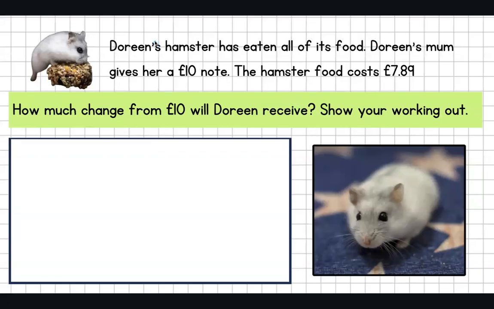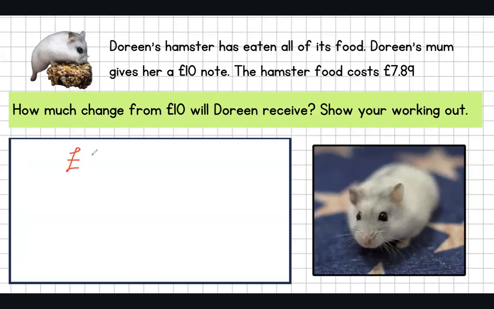So this is a second way that I would do this question. We've got Doreen's hamster has eaten all of its food. Doreen's mum gives her a £10 note. The hamster food costs £7.89. Again, these instructions are very important. How much change from £10 will Doreen receive? Show your working out. Now, let's do it with the traditional method.